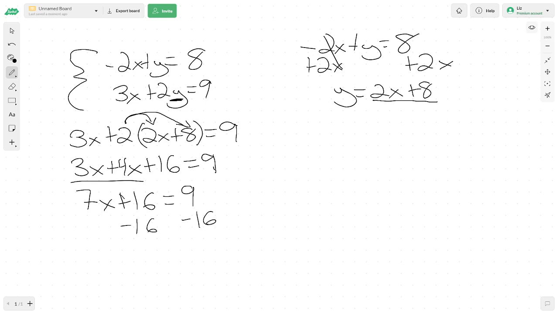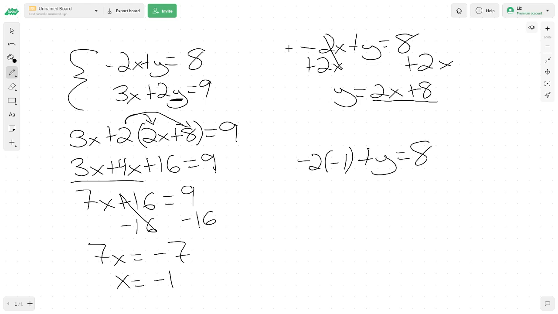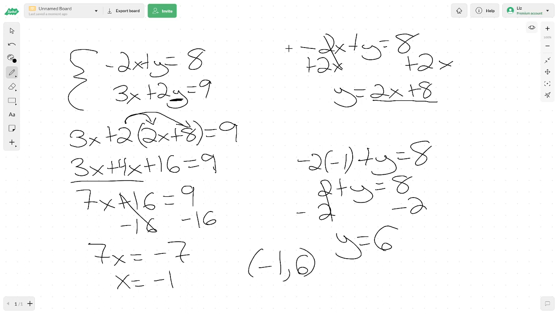Subtract 16. 7x equals -7. And x equals -1. So now I'm going to plug this -1 into one of my two original equations for x. Just going to plug it in the first one. Why not? It works either way. -2 times -1 is 2. Subtract the 2. y equals 6. My last step is making it an ordered pair. So I have (-1, 6).